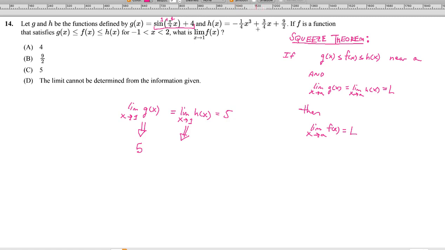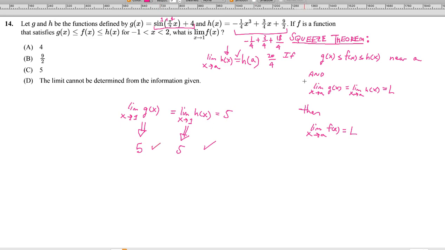Then the limit as x goes to 1 of h of x: here h is a polynomial, therefore it's continuous everywhere. By the definition of continuity, the limit as x goes to a equals h of a, and this is always true for all a when it's a polynomial. In this case, a is 1, so it's just h of 1. If I plug in 1, I get -1/4 plus 3/4 plus 18/4, and that's 20/4, which is just 5. And these two things do equal 5.